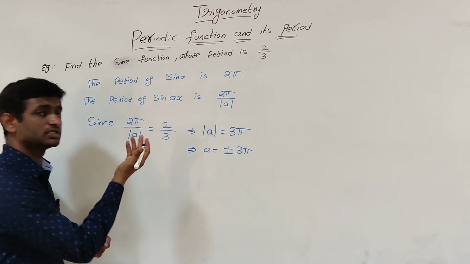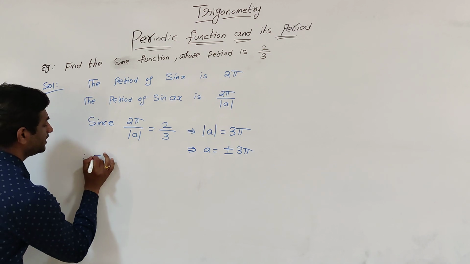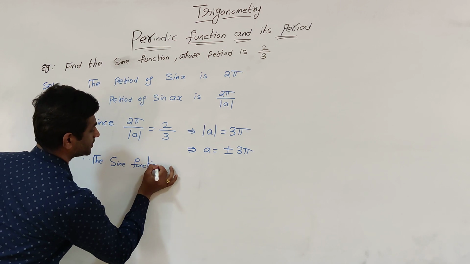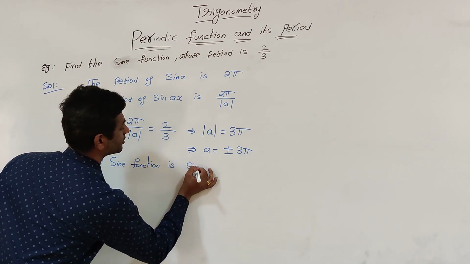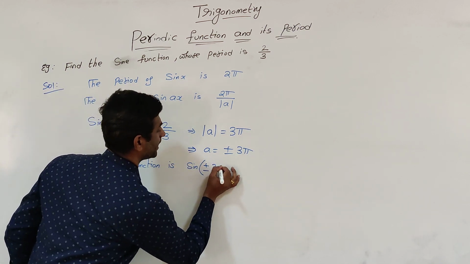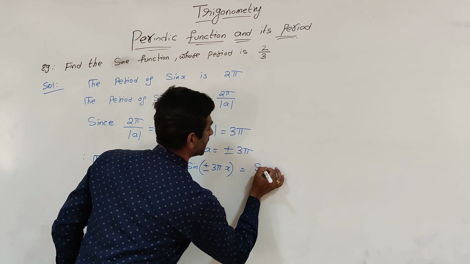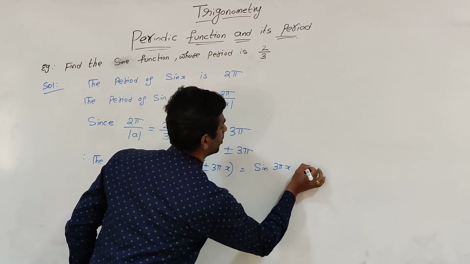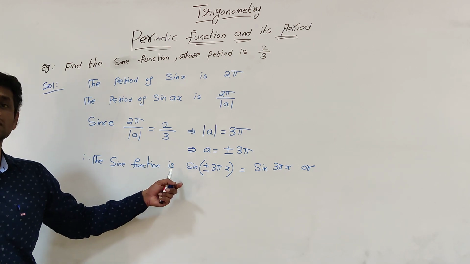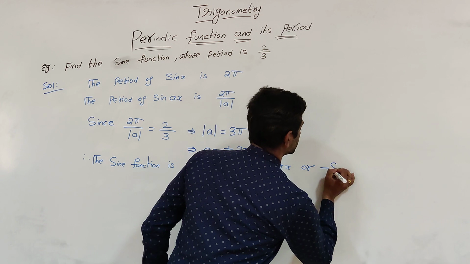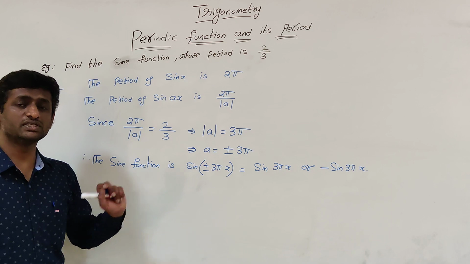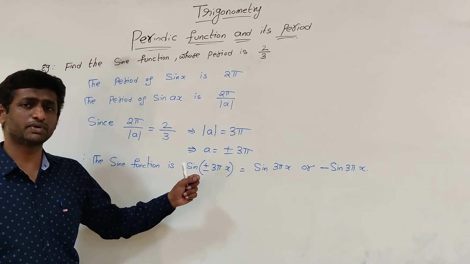Now what is the trigonometric function? So the sine function is sine of a. What is a? Plus or minus 3 pi x. That is sine 3 pi x, or we can have sine of minus theta. Sine of minus theta will be minus sin theta. So minus sine 3 pi x. Means if a function f is given or negative of f is also, the period will be the same.